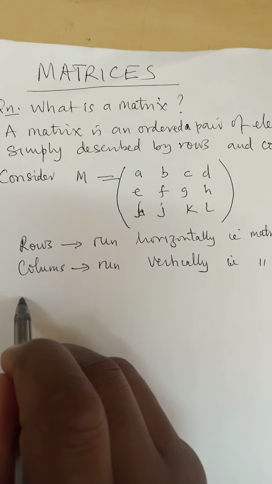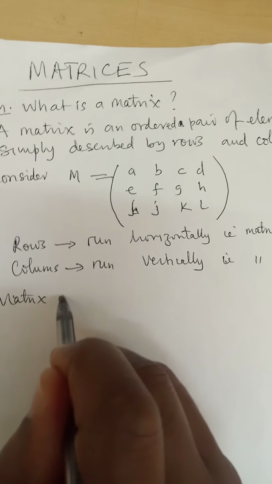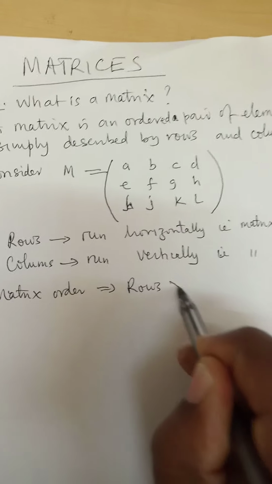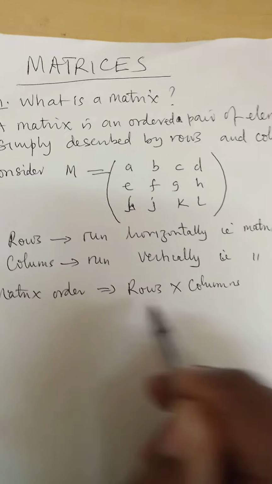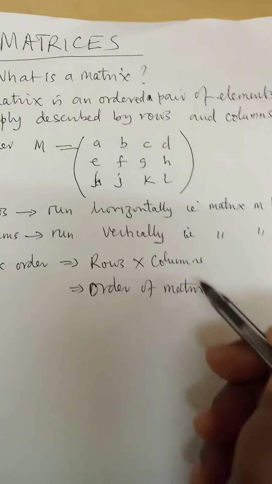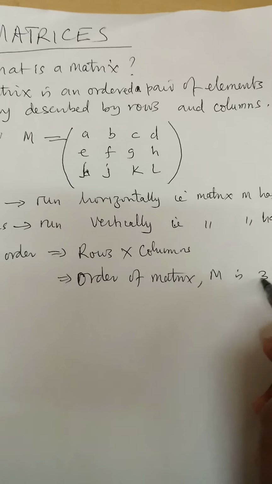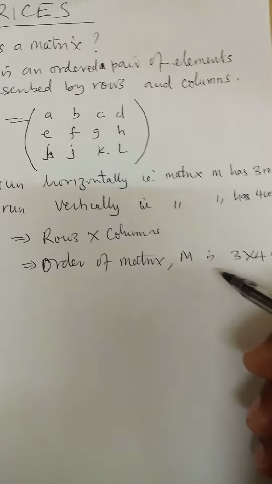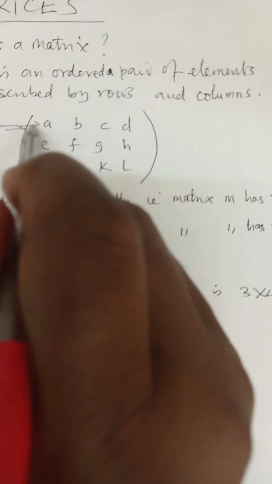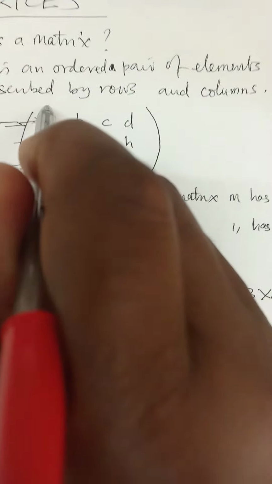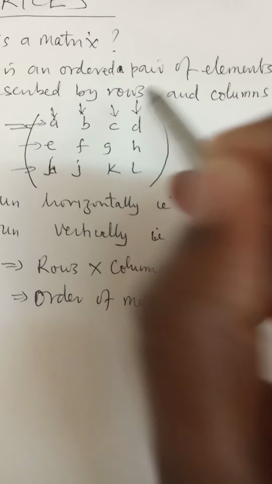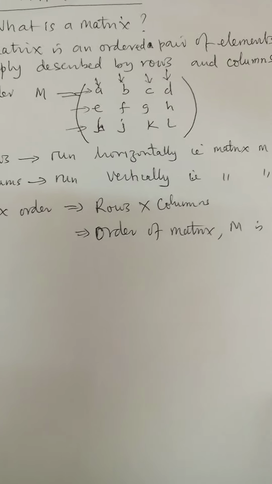This implies that matrix order, which is the next important part, is written in terms of rows times columns, implying therefore that the order of our matrix M above is a 3 by 4. This implies that it has 3 rows and 4 columns. The rows, as I may emphasize, are 1, 2, 3, and the columns are 1, 2, 3, and 4. That is the order of a matrix.